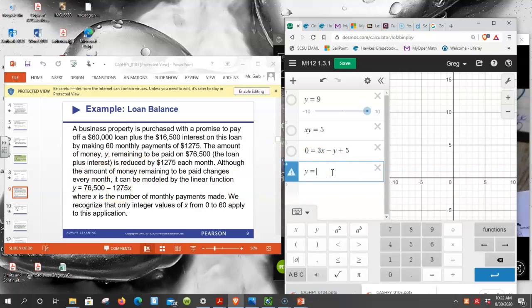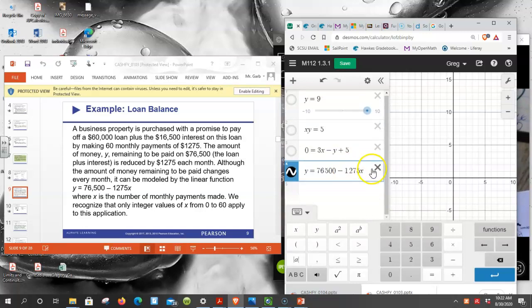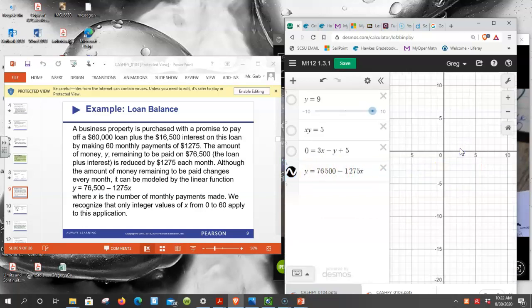So we say y equals 76.5 minus 1275 per payment, and x stands for the number of payments. So it's very important to identify the variables. x stands for the number of payments made. 1275 is how much each payment is. 76.5 is how much is owed, and y is the remaining balance. You can't see that yet because it's not zoomed in right.